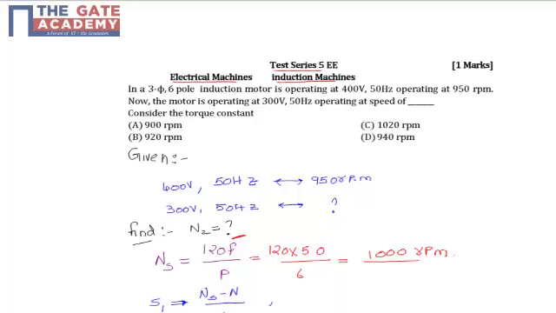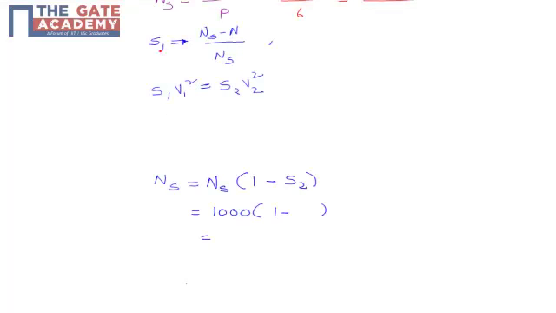So after we know the value of synchronous speed, we can calculate the value of slip S1, that is S1 equal to (Ns minus N) by Ns, which is the synchronous speed we calculated, 1000 RPM, minus the value of N, 950 RPM, that is N1, divided by synchronous speed 1000. After solving this, we will get the slip S1 as 0.05, that is 5%.